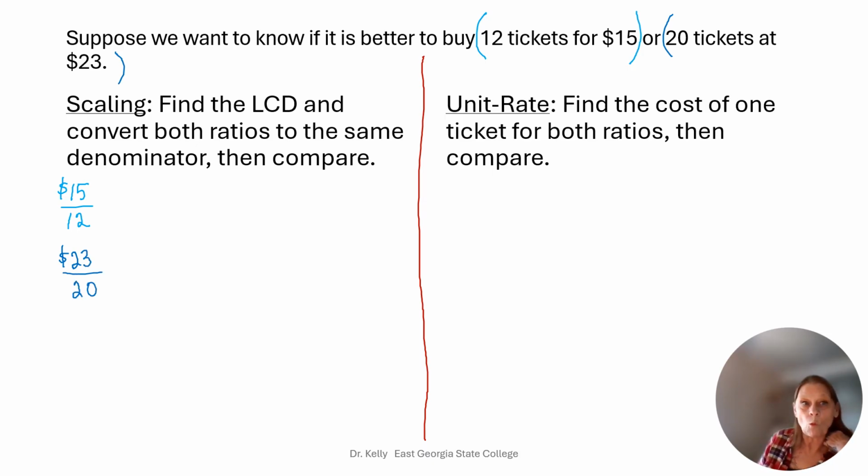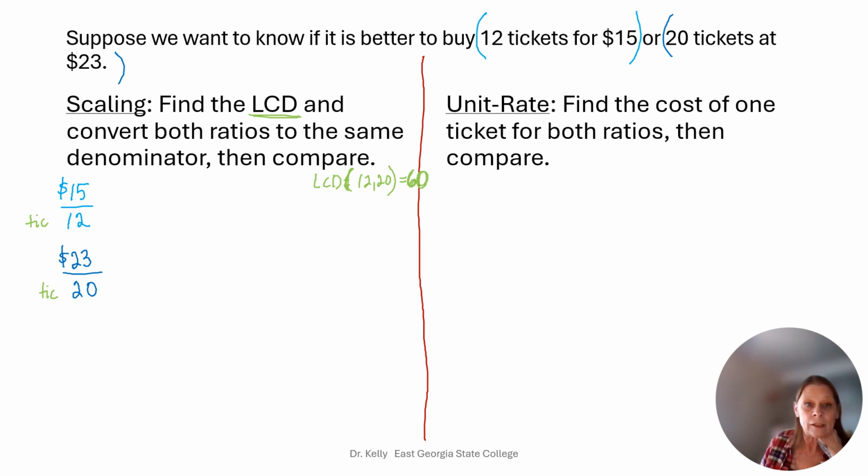And we need to find our least common denominator of the number of tickets. So this is money over ticket, money over ticket. We need to find the LCD of 12 and 20, and you can do the math yourself. The LCD of 12 and 20 is 60. I'll save you the hassle of showing how to do that.